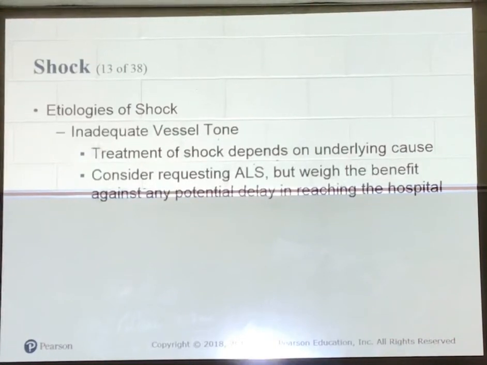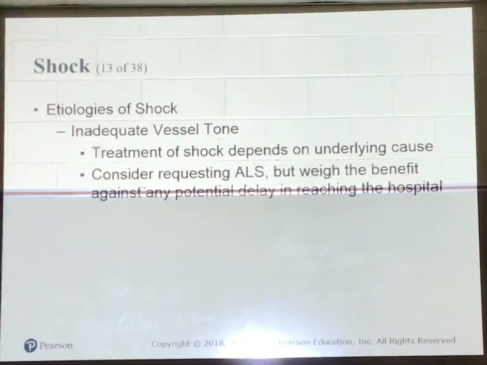All right, it is vital to recognize someone who is in a shock state. That's a mouthful. And they're not even big words. And provide the appropriate emergency care and initiate rapid transport, okay?